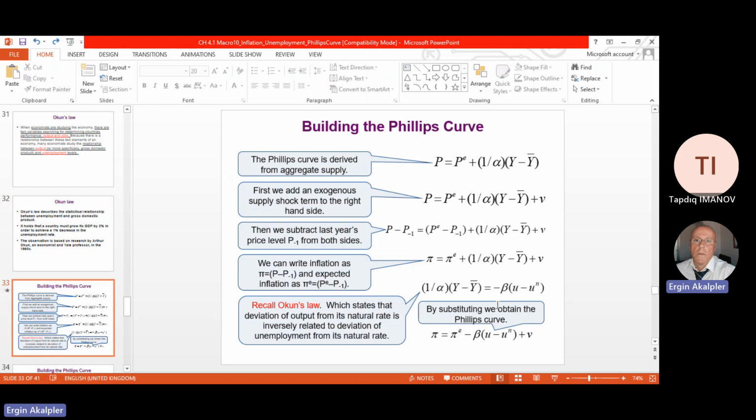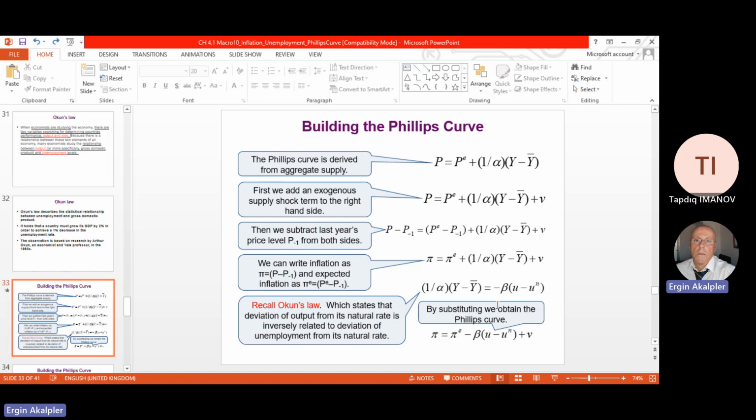Inflation, as I mentioned in the former slides, is equal to expected inflation plus 1 over alpha times the difference between actual and potential output, plus the supply shock. And when we reach the last equation, recall Okun's law, which states that the deviation of output from its natural rate is inversely related to the deviation of unemployment from its natural rate.